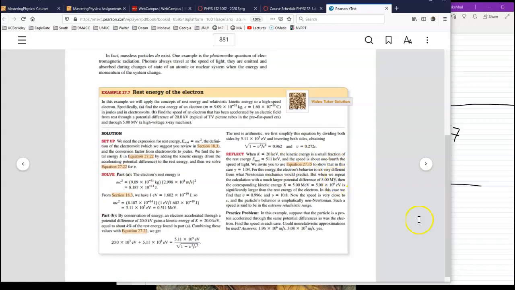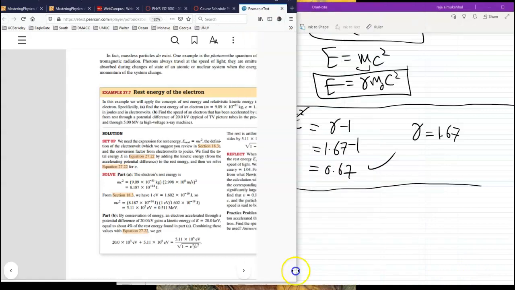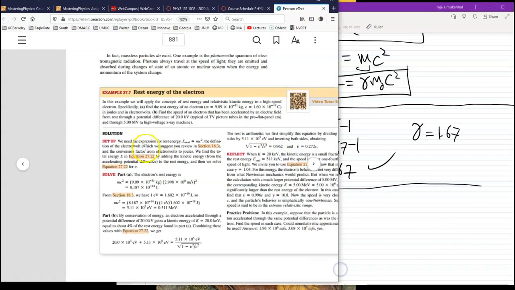There we go. Sorry for the delay here. Okay, let's read it together. It says, in this example, we will apply the concept of rest energy. Specifically, find the rest energy of an electron. The mass of the electron is 9.09 times 10 to the negative 31. The charge of the electron is that. He said in joules and electron volt. That's an easy part.